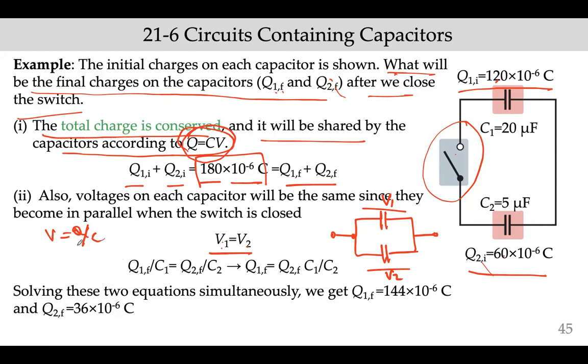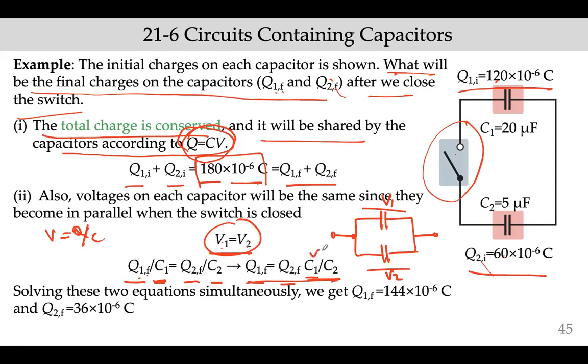Now, let's write this equation in terms of charges. So in the final situation, V1 will be Q1 final divided by C1, and V2 will be Q2 final divided by C2. And let's solve for Q1 final. So Q1 final will be Q2 final times C1 divided by C2. C1 here is in the denominator, so we send it to the other side. Now it's in the numerator, so you get this relation.